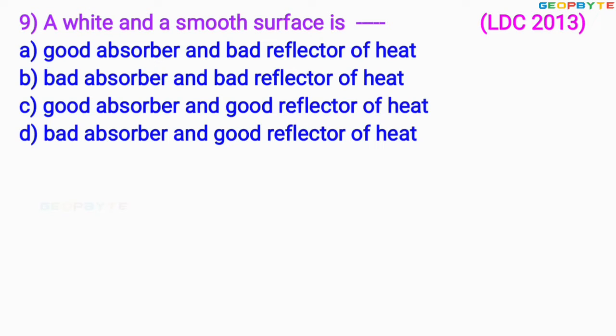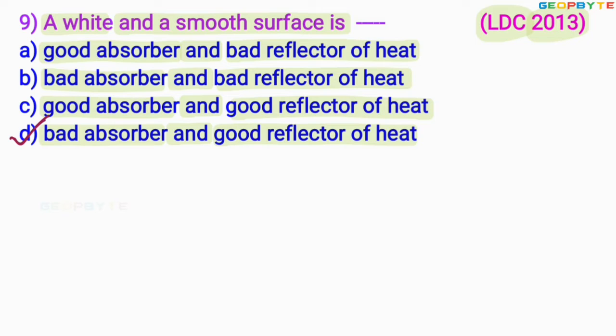Look at the 9th one. Asked in 2013 for lower division clerk, LDC. Like this. A white and a smooth surface is option A, good absorber and bad reflector of heat. No, bad absorber and bad reflector of heat. No, good absorber and good reflector of heat. No, option D, bad absorber and good reflector of heat. Option D is absolutely correct.